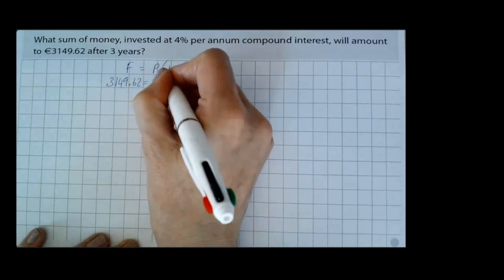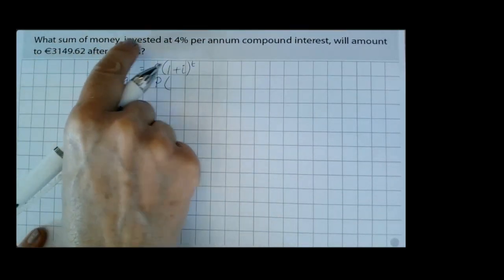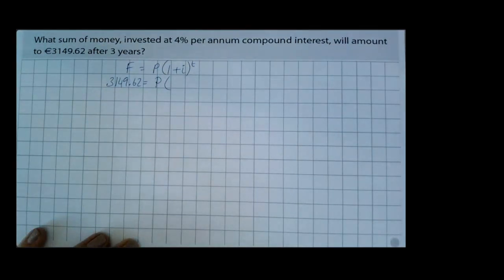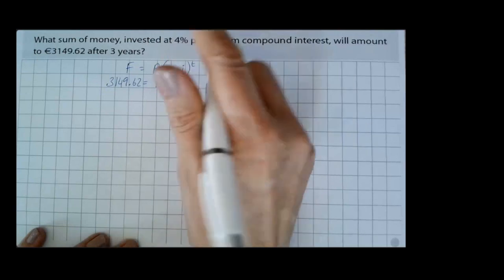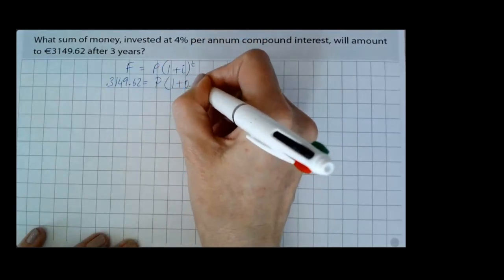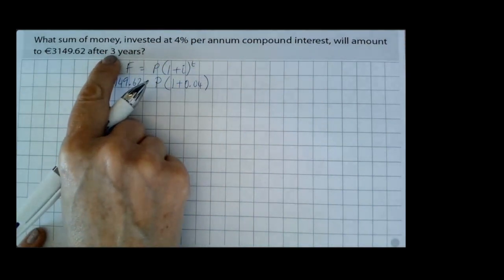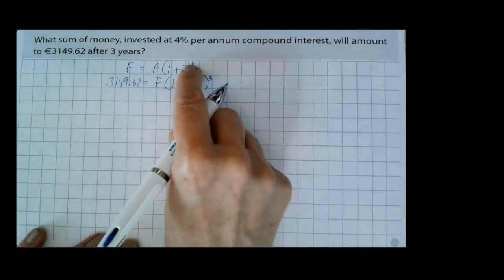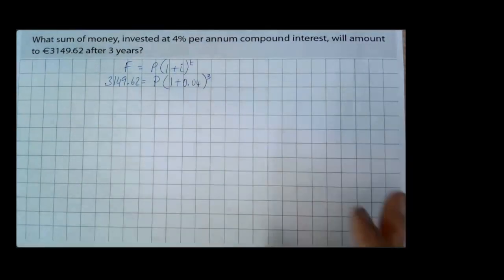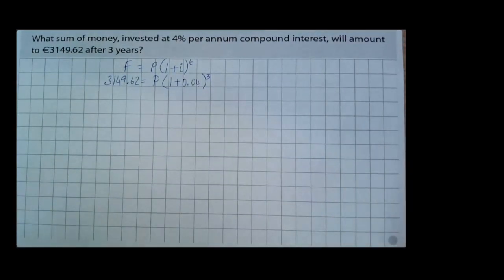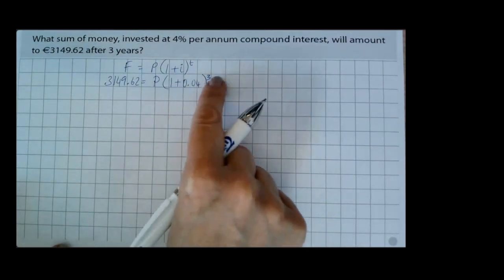The P is the bit I don't know. I don't know the initial sum of money that was invested, the principal amount, in other words. I do know the rate, however, in decimal form, is, of course, 0.04. And the time I know, of course, is 3 years. So I can also fill in my T. So there we go. I've everything filled in that I know, and now I'm going to try and figure out this missing piece. So I'm going to evaluate this first.